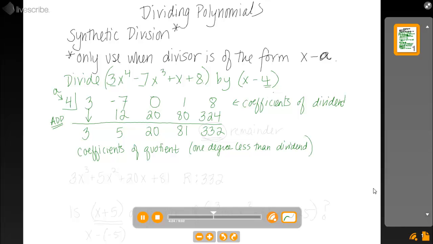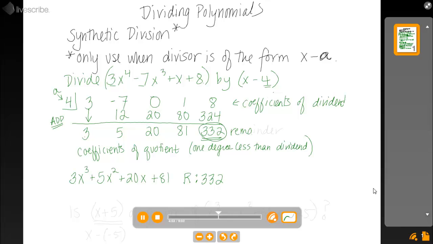So our dividend was a quartic. This must be a cubic. But we have 1, 2, 3, 4, 5 numbers here. So let's see, 3x cubed, that must be our first coefficient, plus 5x squared, plus 20x, plus 81. What the heck is the 332? It's the remainder. That last number there is our remainder.